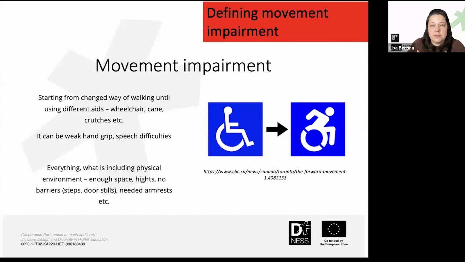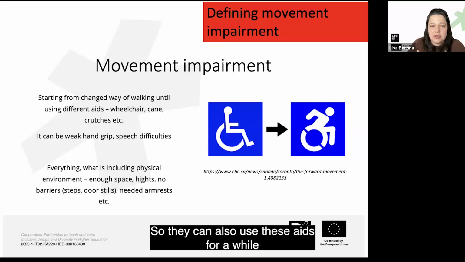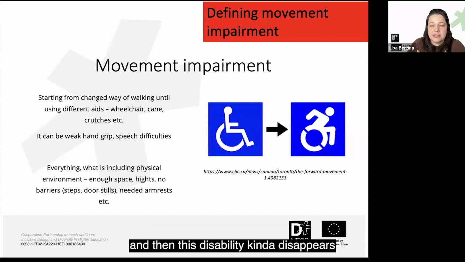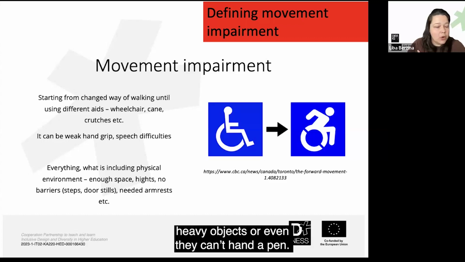Yeah, and a person can also, of course, use crutches for a while only. For example, if they have a leg injury or other injury, they can use these aids for a while. And then this disability can disappear and they can walk again. And what is very important, people with movement impairment can also have a weak hand grip. It means the hand is not so strong. Maybe they can't move themselves with a wheelchair, or they can't lift heavy objects, or even take a pen in hand.